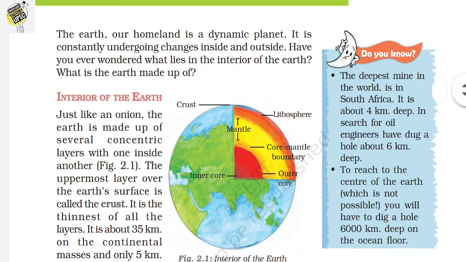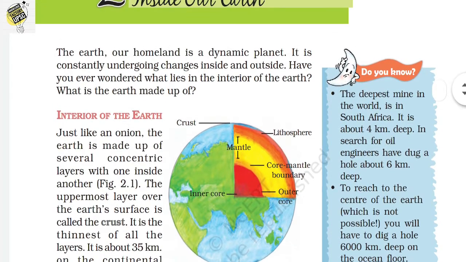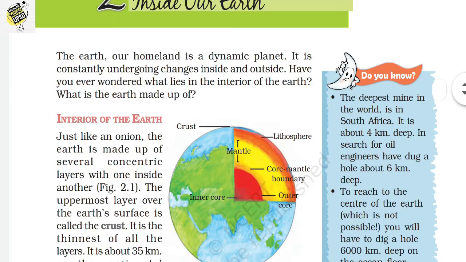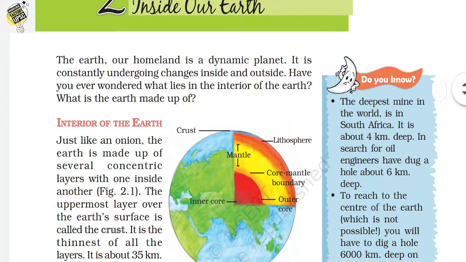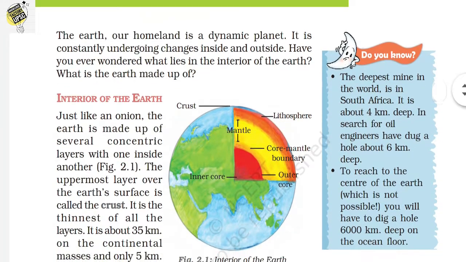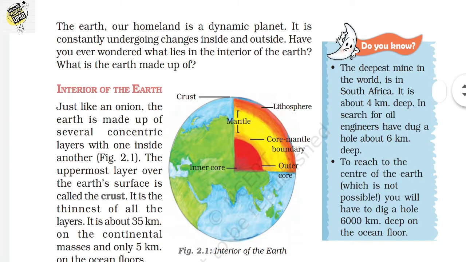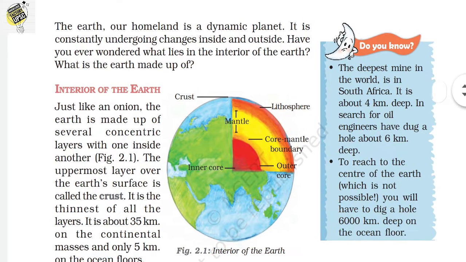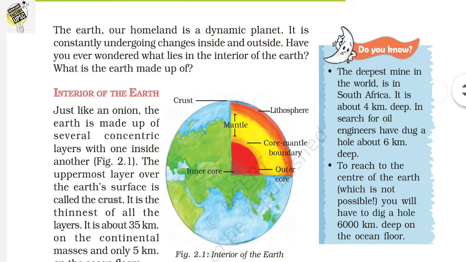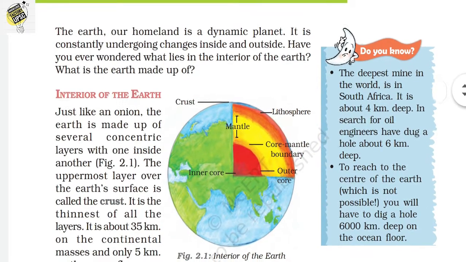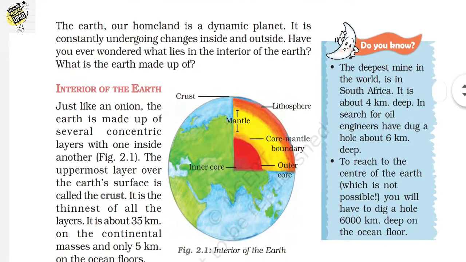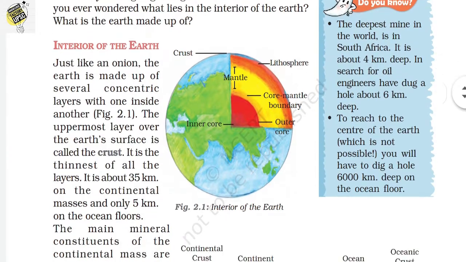The Earth, our homeland, is a dynamic planet and it is constantly undergoing changes inside and outside. We know that Earth is a dynamic planet because it is the only planet where life exists. So it undergoes changes inside and outside the Earth.